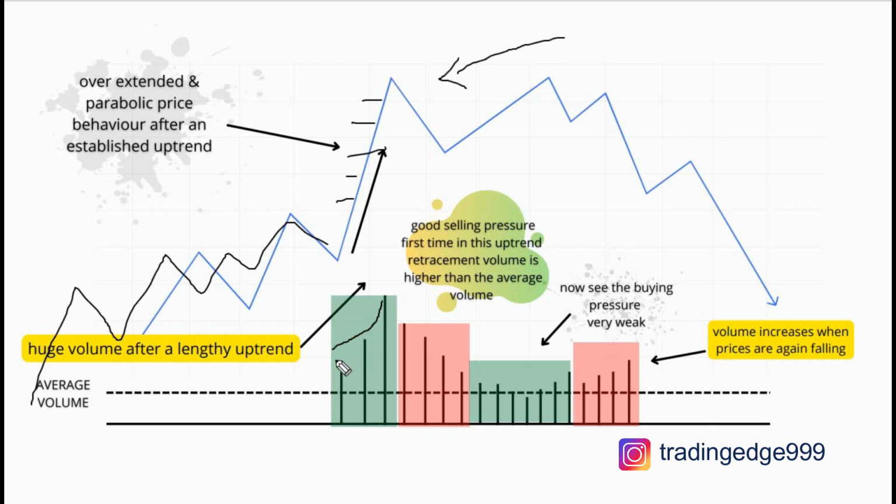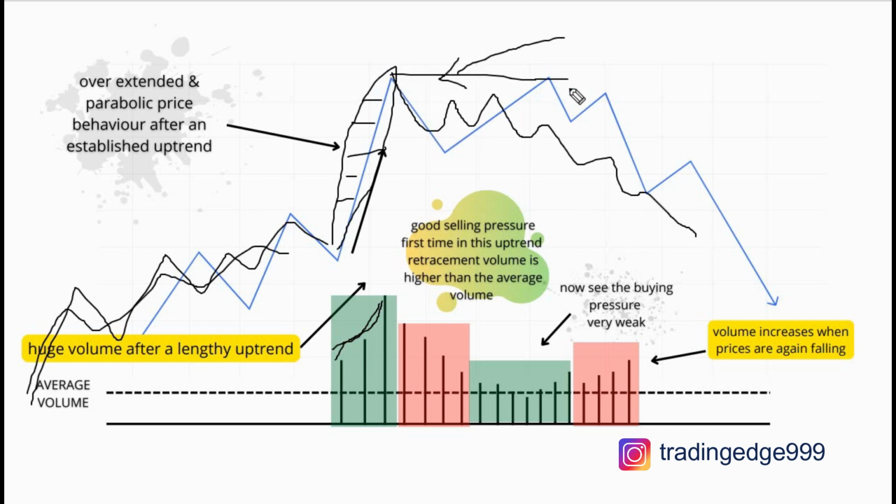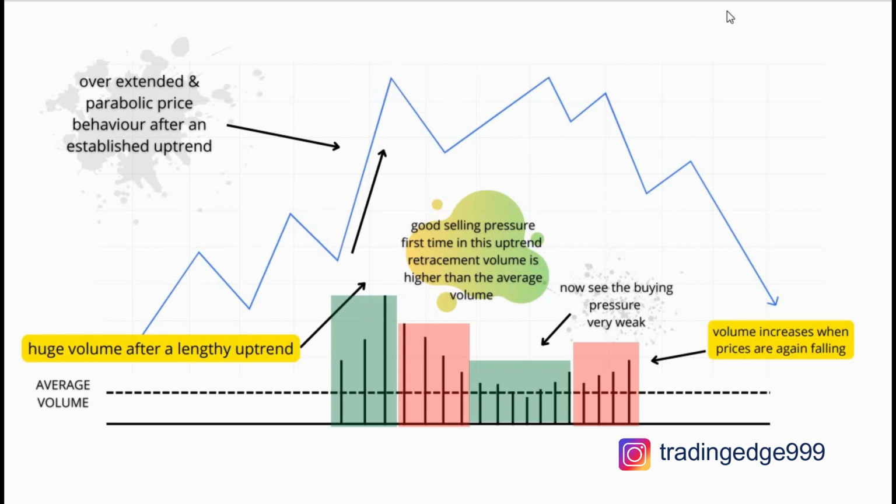So whenever you see a huge volume activity after an established uptrend with parabolic price behavior, this could be a sign of a potential exhaustion in the markets, and now prices could move towards the downside after a consolidation phase, or it could potentially retrace deep in the trend.